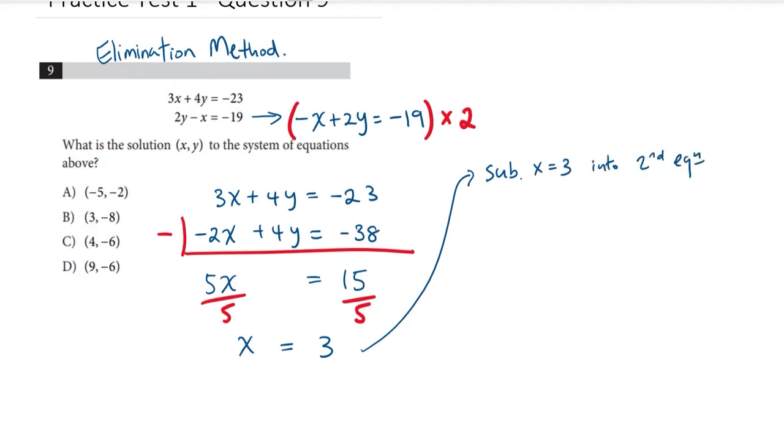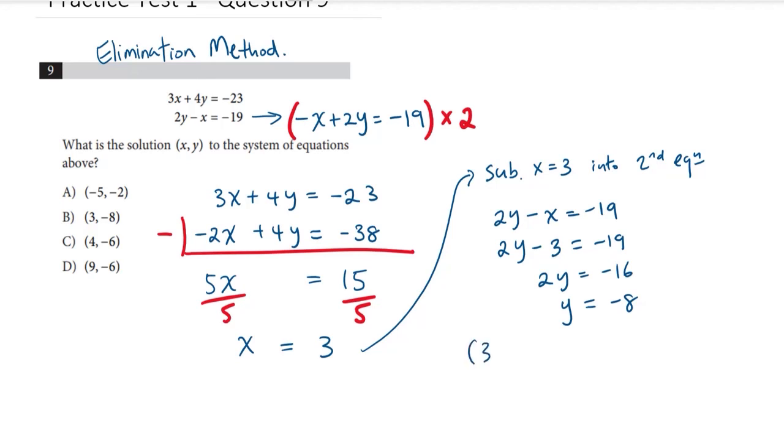Okay, so 2y minus x is negative 19. 2y minus 3 is negative 19. 2y is negative 16. Divide both sides of the equation by 2, which is negative 8. So we have x is 3, y is negative 8, which is the point 3 and negative 8. The correct answer is B.